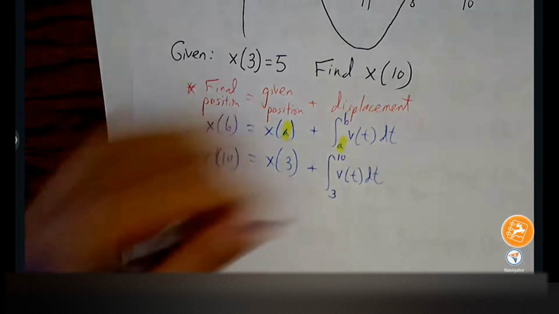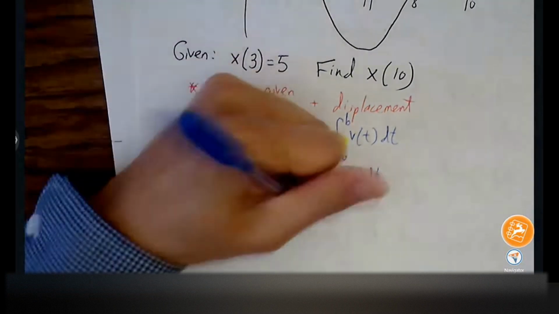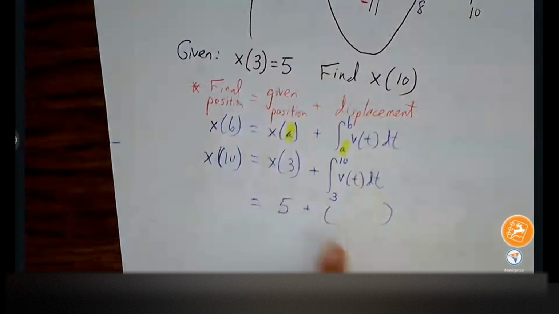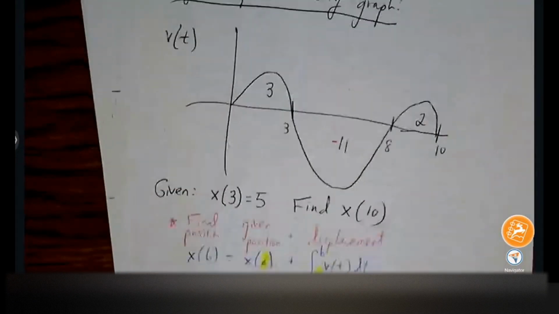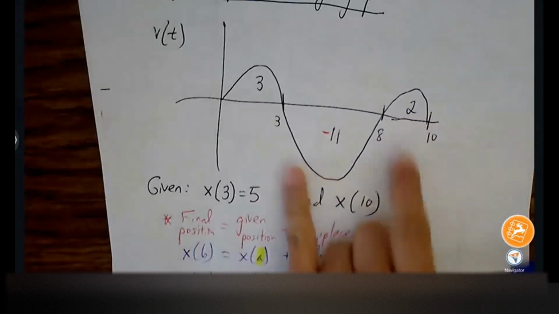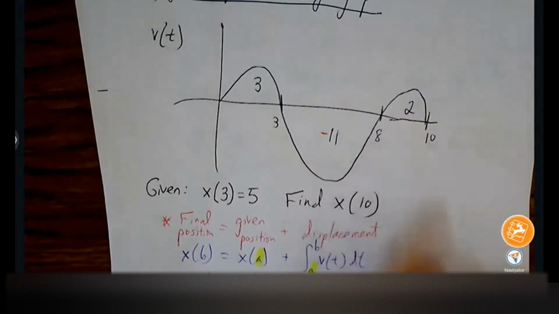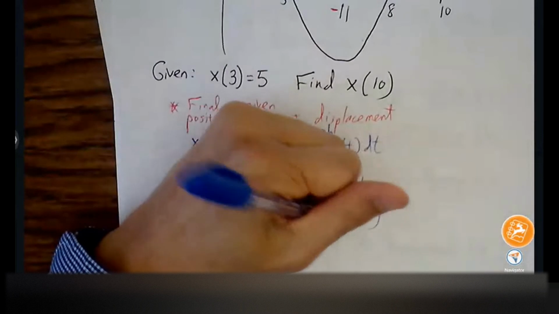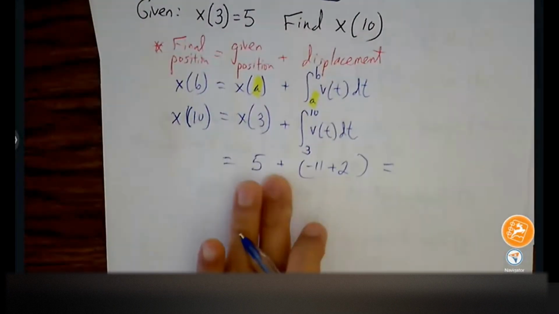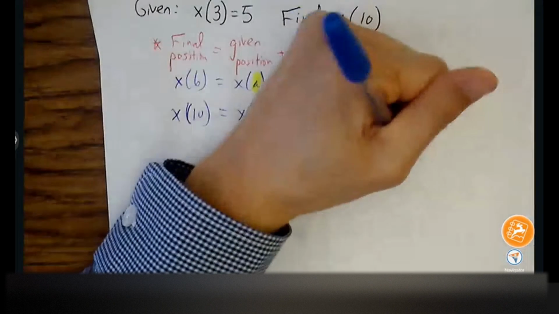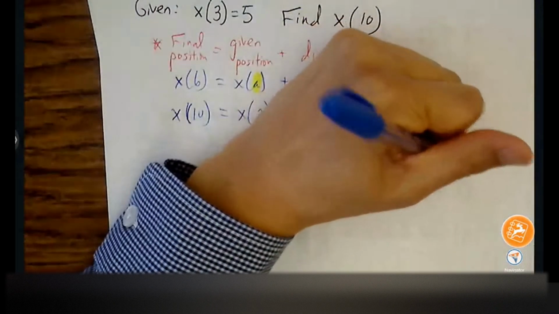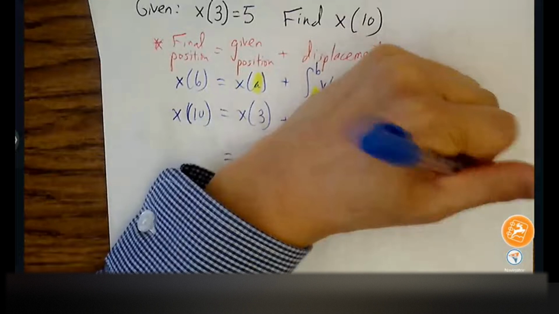So we know that we're starting at x-intercept of 5, and then we're just going to total the progress that we made between 3 and 10. So we go to our graph here. Between 3 and 10, negative 11 plus 2. So we're over at 5. We move to the left 11. We come back 2. We're going to end up at location negative 4 on the x-axis.